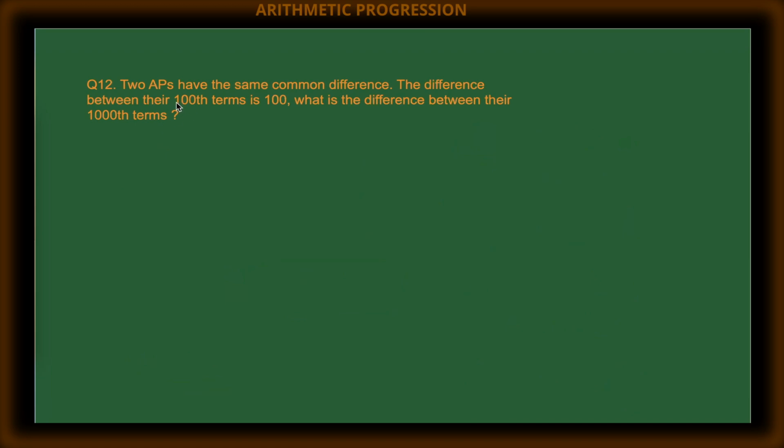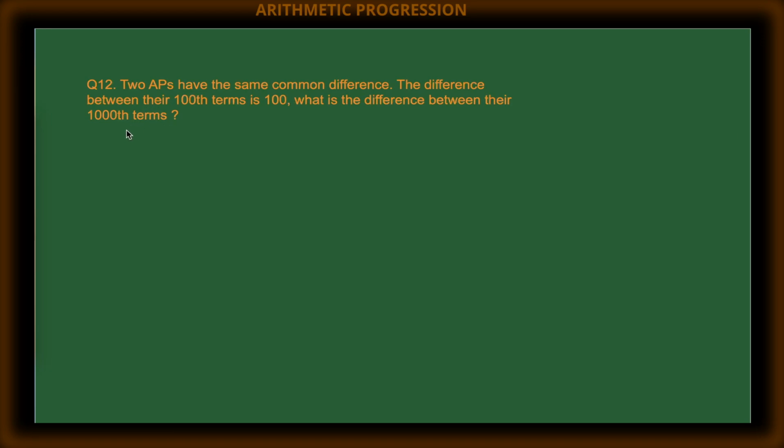Okay, so let's read this. Two APs have the same common difference. The difference between their 100th terms is 100. What is the difference between their 1000th terms?